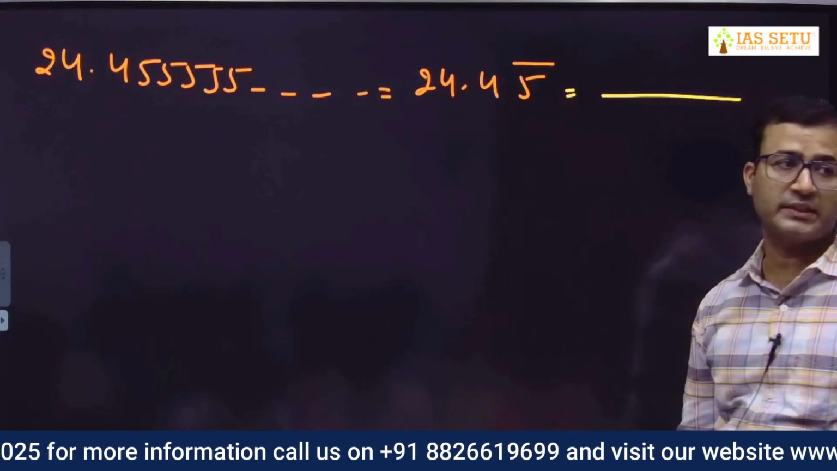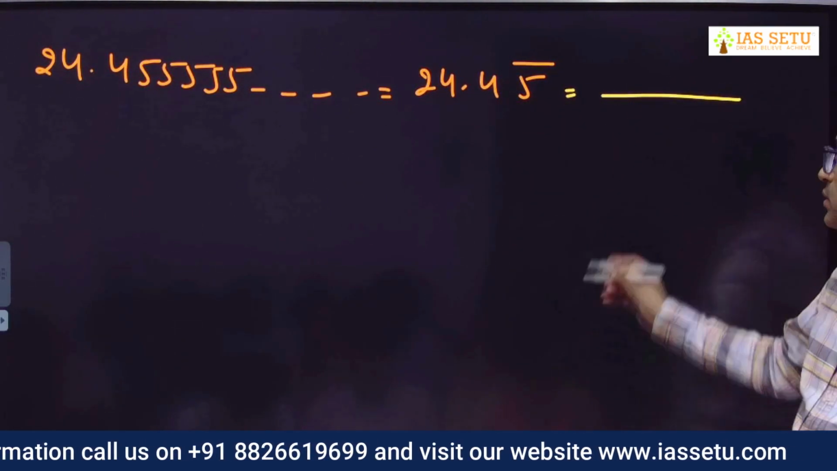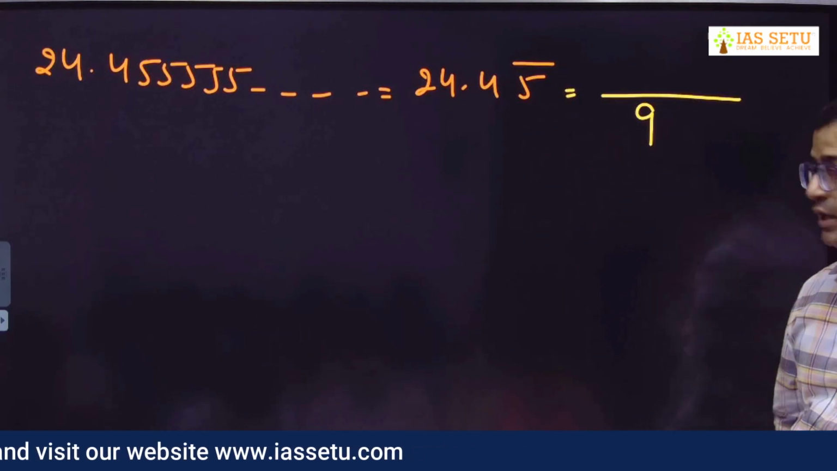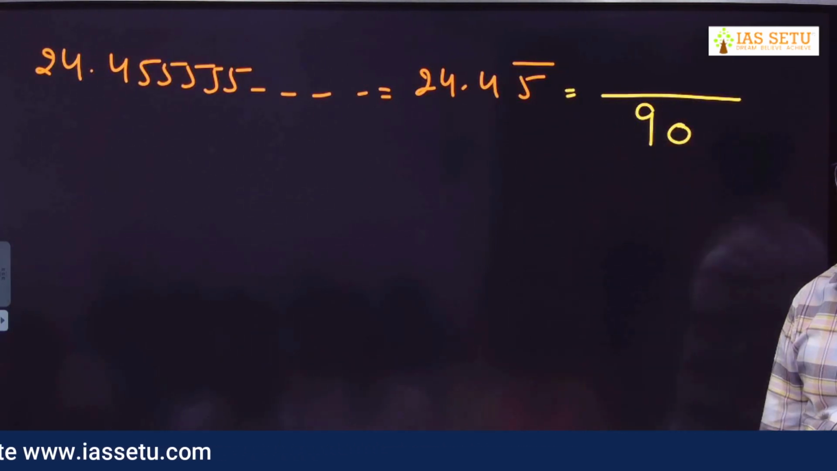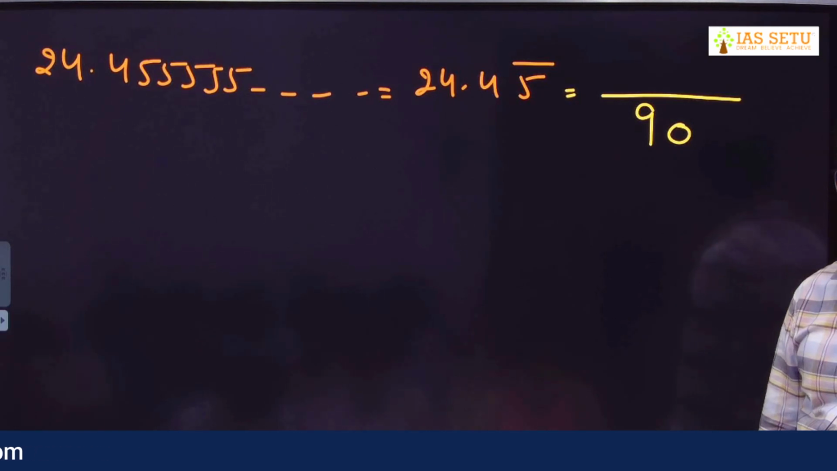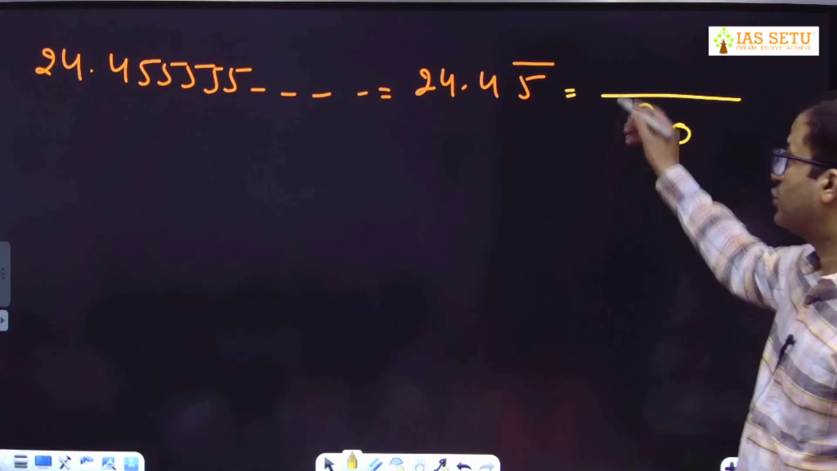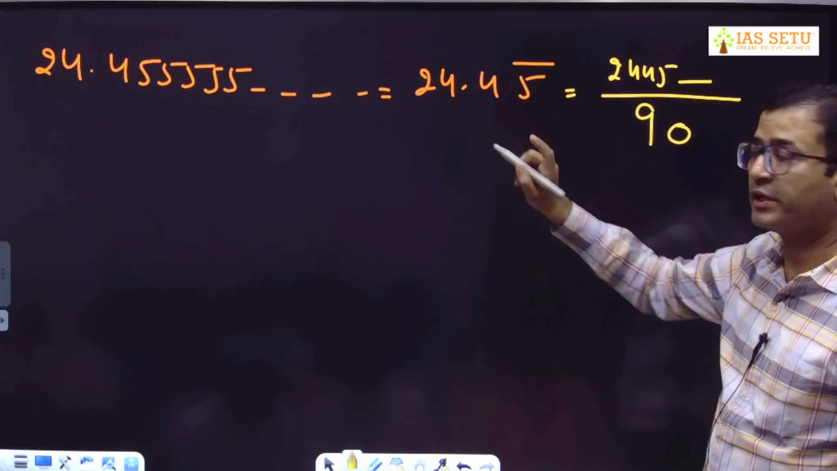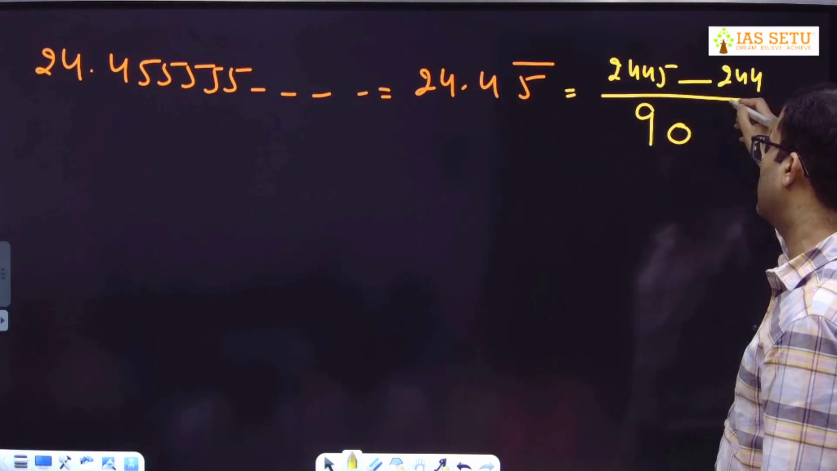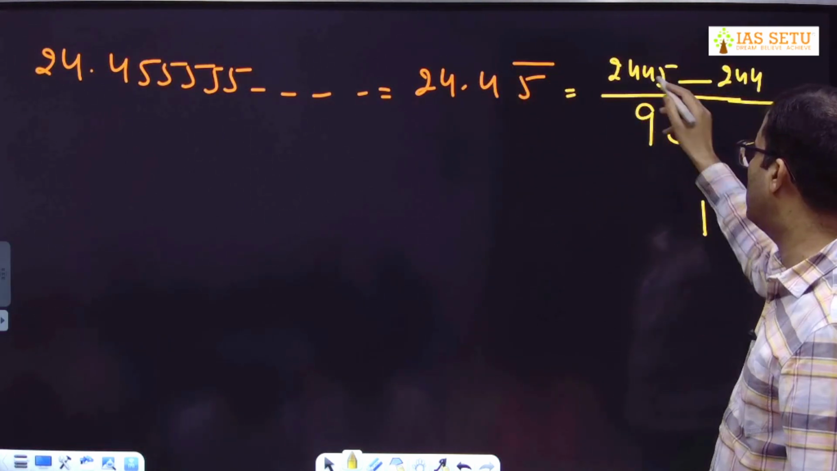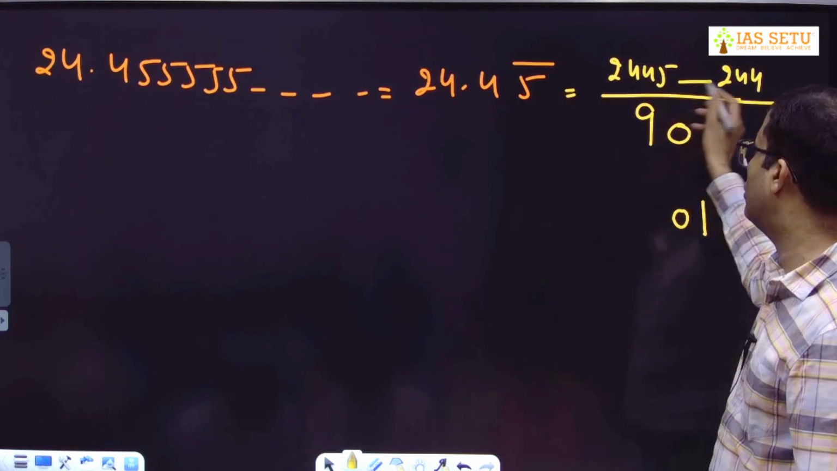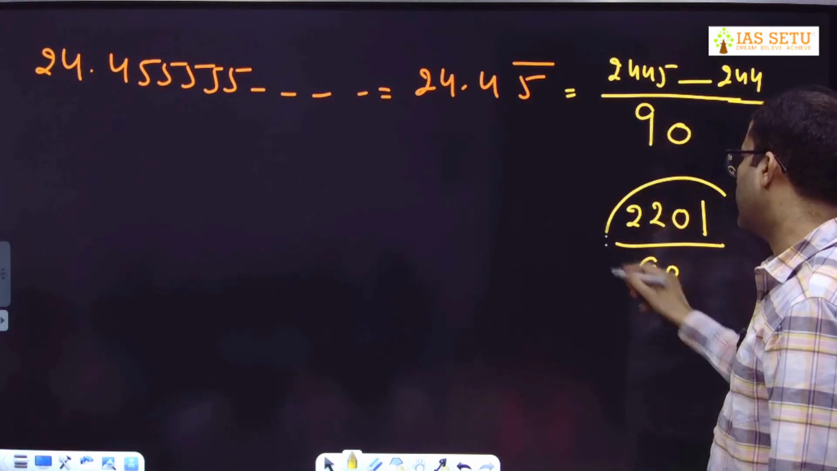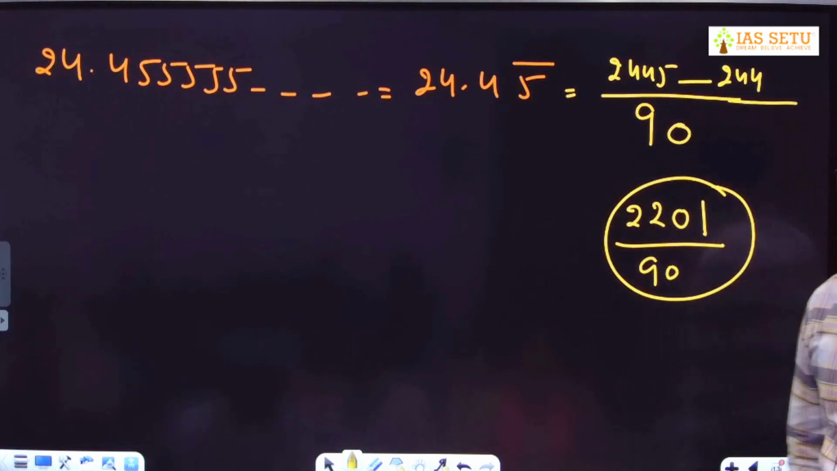How many digits under the bar? 1. So 9. How many digits between decimal and recurring part? 1. So 10. Okay, numerator: total number. What is the total number? 2445 minus non-recurring 244. 5 minus 4, 1. 4 minus 4, 0. 24 minus 2, 201 upon 90. If you can simplify, okay.